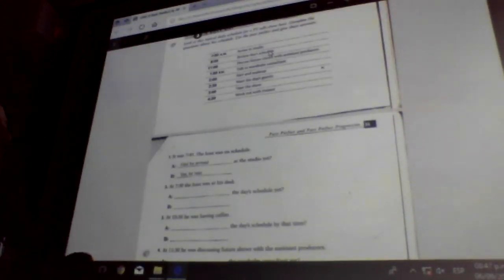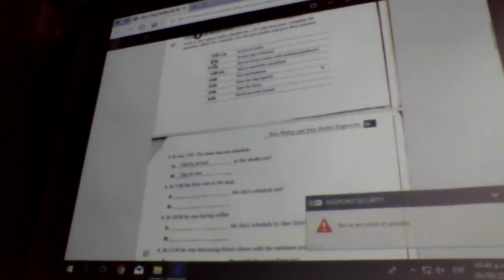Okay, great, great. Okay, so the first one is done as an example. We got 7 a.m. arrive at studio, right? And 8 a.m. review day schedule. So it says it was 7:45. The host was on schedule. He arrived at the studio at 7:45. Arrive at studio, and then 7:45 should be here, right, between these two.